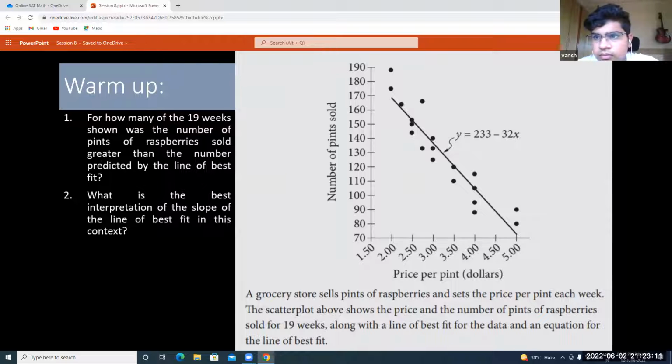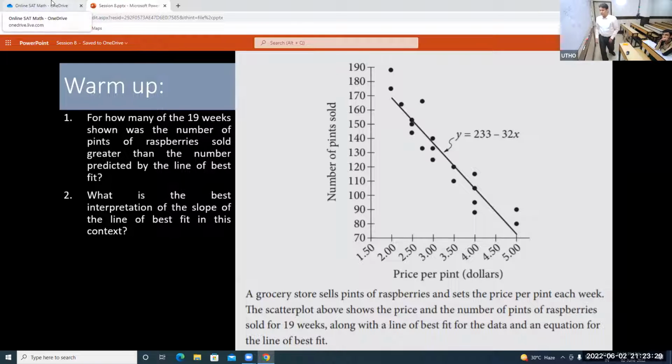Okay, fine. So let's start from here. What is the best interpretation of the slope of the line of best fit? So this is the line of best fit that we have. This line will have a slope. What is the interpretation of this? And I'll come back to you, Vansh.